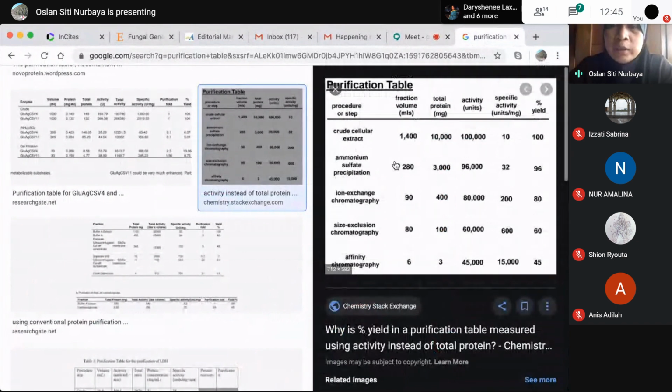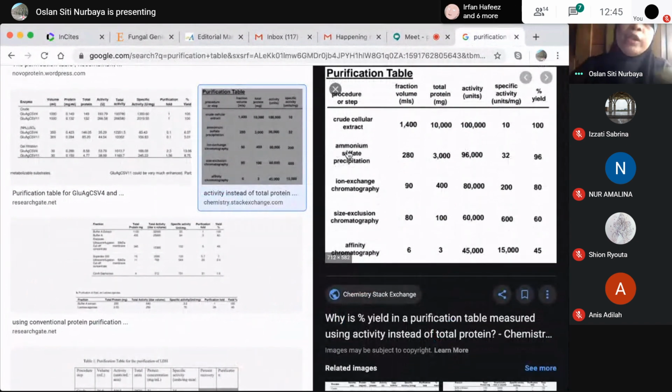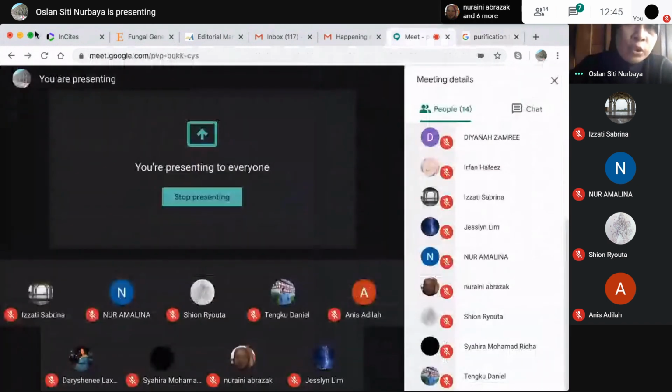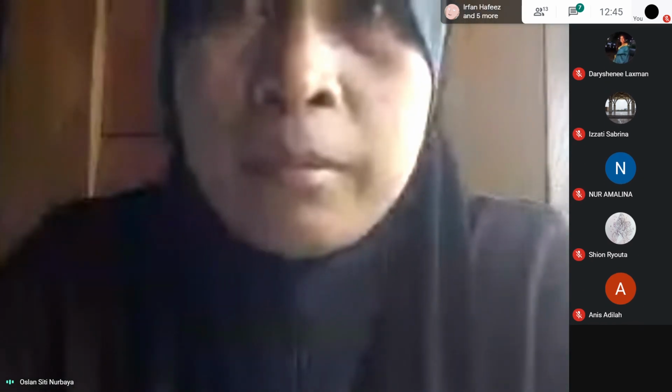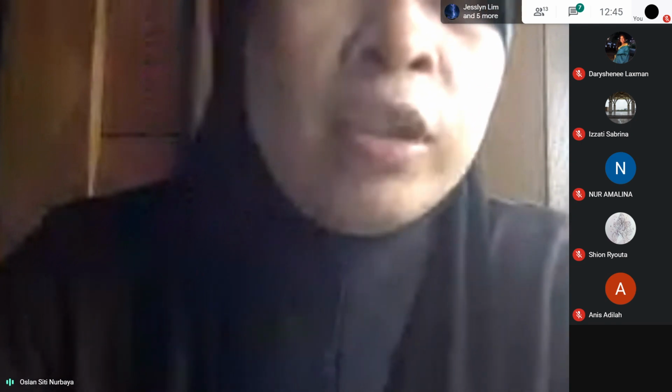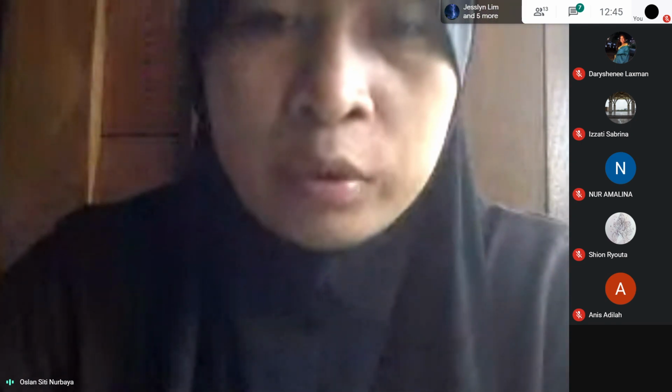So this is done for the purification table. That's why we want to reduce the steps. But if we cannot, that's okay. We report this. Because the purpose of this class, of learning the purification, is that we want to know the principle of this type of technique. At least we know how it works so that we can adjust accordingly to our own protein later on.